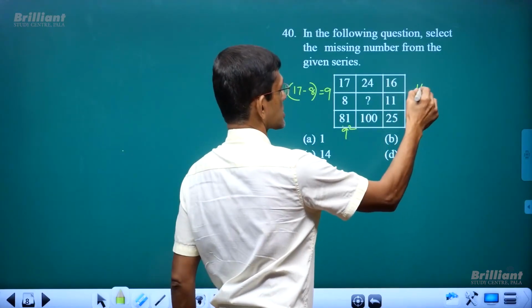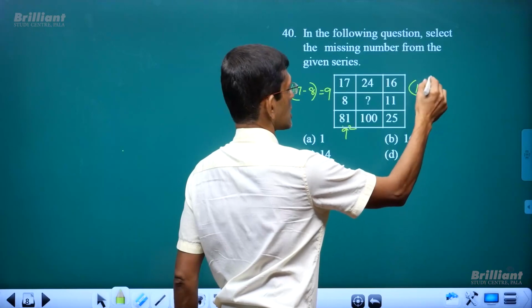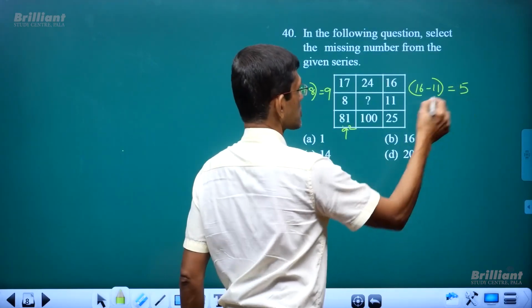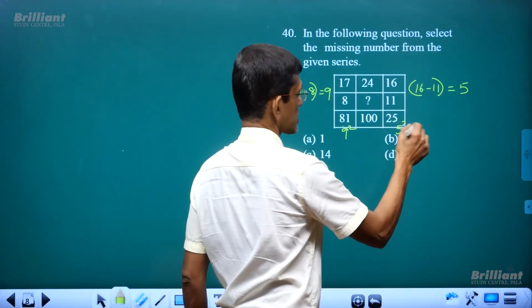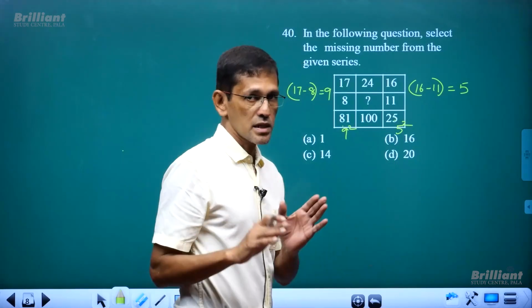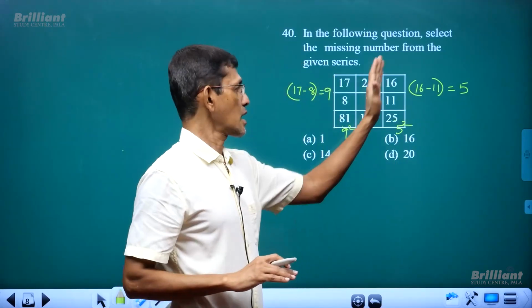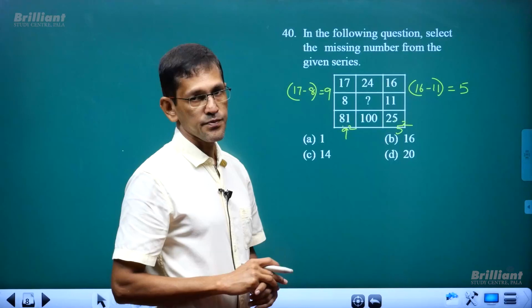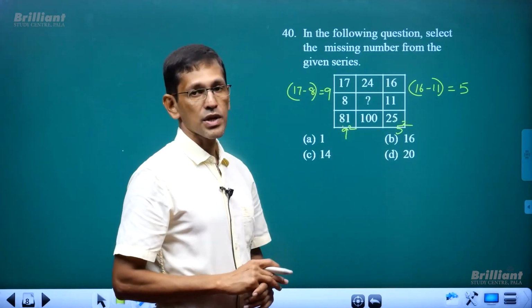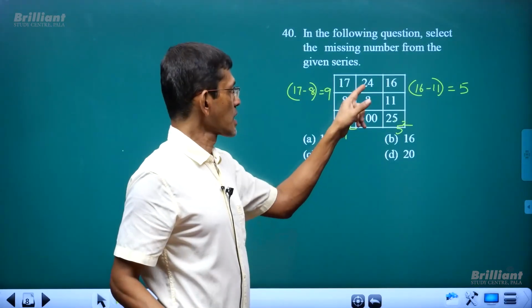16 minus 11. 16 minus 11 is what? That is 5. Okay, so this is 5 square. Perfectly all right. So that pattern is good for column number 1 and good for column number 2. Column number 3. Now we'll try that with the middle column.